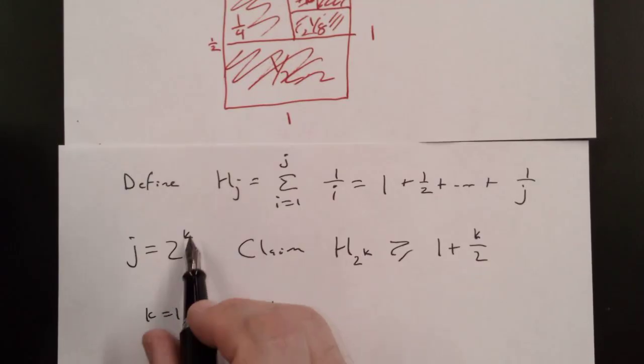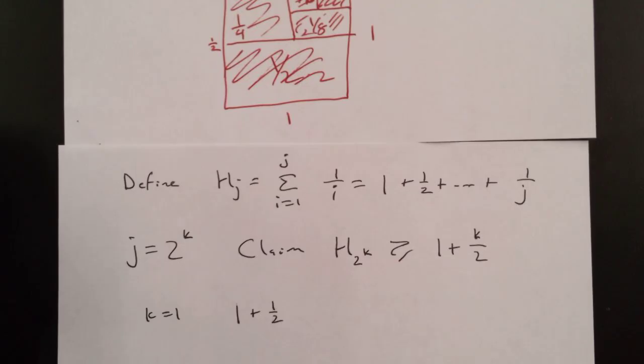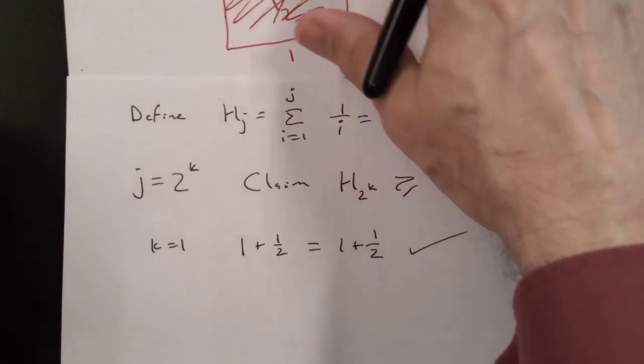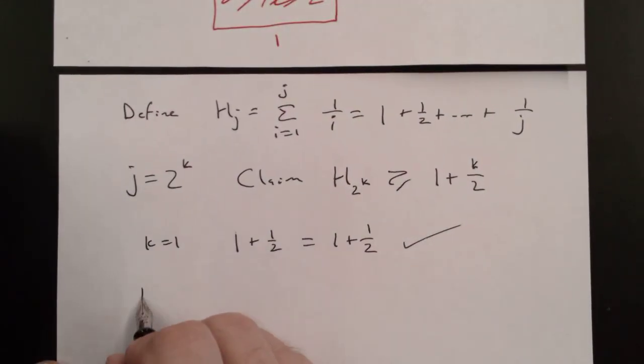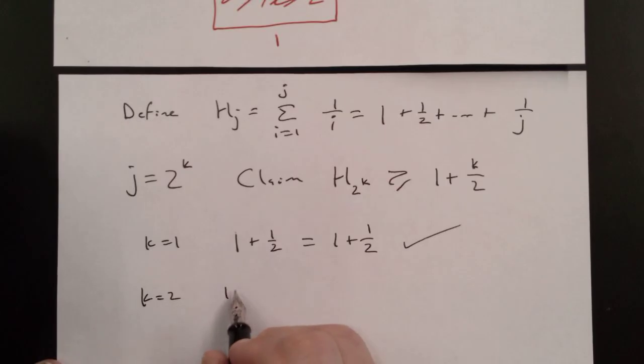When K is 1, then I'm doing 2 to the first, right? That's the first 2 numbers. Well, that's equal to 1 plus 1 over 2. So that works. Let's look at the next one in the pattern. Before I actually do the inductive proof, let me write out the pattern, see if it works. What happens when K is 2? I get 1 plus 1/2 plus 1/3 plus 1/4.